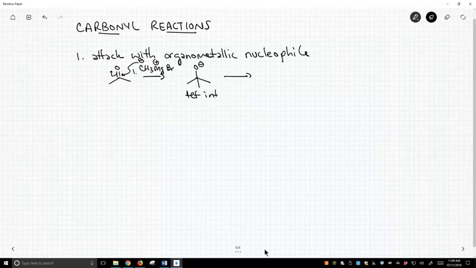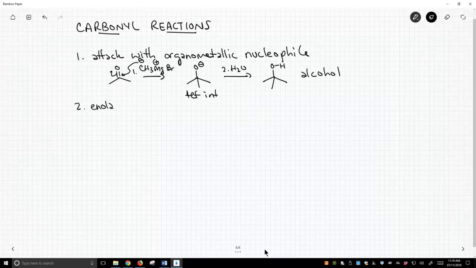And then we'll need another step. You know, they have to be separate steps. You don't want your water mixing with your organometallic reagent, because organometallics are bases and they'll get deprotonated. And so we make an alcohol. That's one reaction we learned.